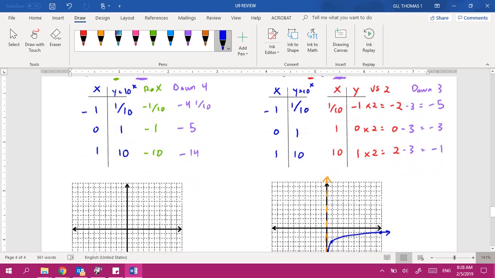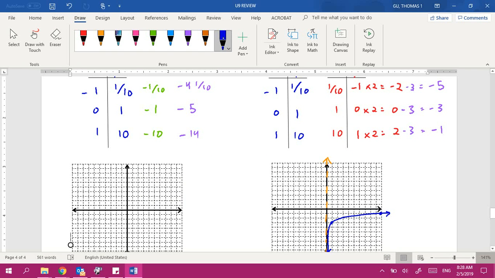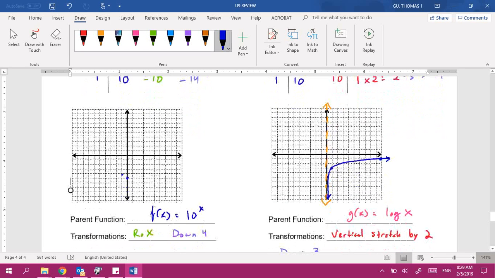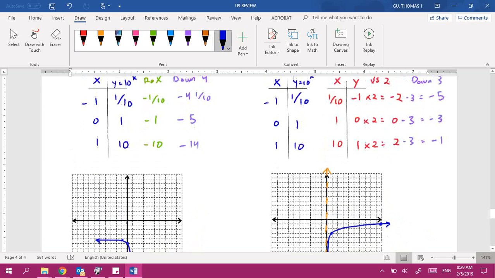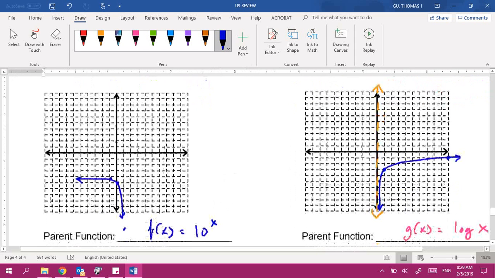So we're going to graph those. Negative 1, negative 4 and 1/10, so it's very close to 4. 1, 2, 3, 4, right about there. Then we have 0, negative 5. 1, 2, 3, 4, 5 right here. And 1, negative 14 is way off over here somewhere. And so if you connect these points, it should look something like this. This is a very bold graph right here.